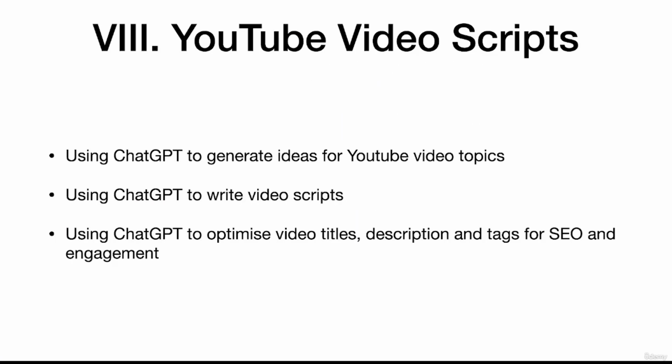In this lesson, we'll be discussing how to use ChatGPT to create and optimize YouTube videos. First, let's talk about using ChatGPT to generate ideas for YouTube video topics. By inputting keywords or topics related to your industry, AI can help you come up with fresh and relevant ideas for videos that will engage your audience. Next, we'll look at using ChatGPT to write video scripts. AI can help you craft a script that is clear, engaging, and on brand, ensuring that your videos are professional and convey your message effectively.